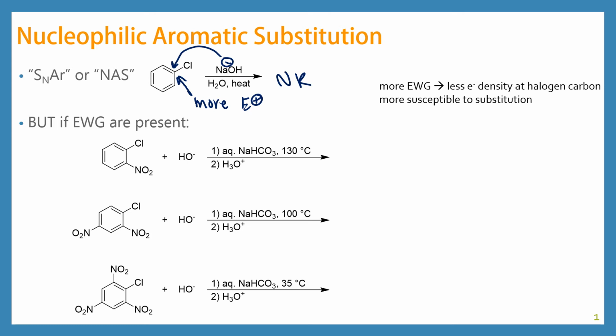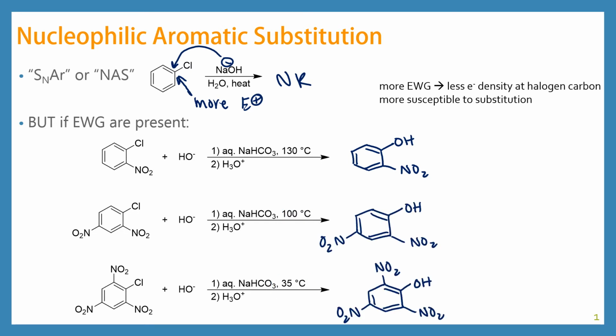So for example, if we add on a single nitro group, as in the top example, we see direct substitution of the chlorine with the hydroxyl group. But note that this takes 130 degrees Celsius as our temperature. So some pressure, some heat has to be applied here. If we add on one more nitro group, we can go to 100 degrees Celsius. And if we add on even another, we can go to just 35 degrees Celsius, which is barely above room temperature. And these reactions occur readily because the nitro groups are pulling electron density out of the benzene ring and increasing the positive nature of that carbon.